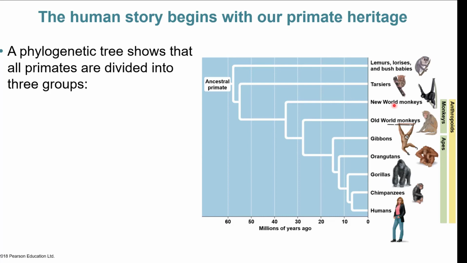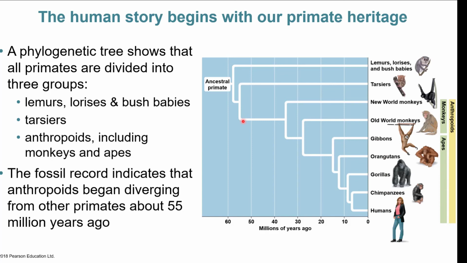But one of the big distinctions between monkeys and apes is the presence of the tail. And then within the apes, we have the gibbons, orangutans, gorillas, chimps, and humans. This figure shows us that the anthropoids started developing back here around 55 million years ago. And then we can see here humans and chimps diverged about 8 million years ago. In our next video, we'll take a look at hominin evolution.